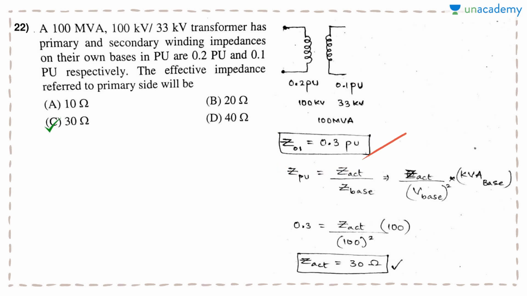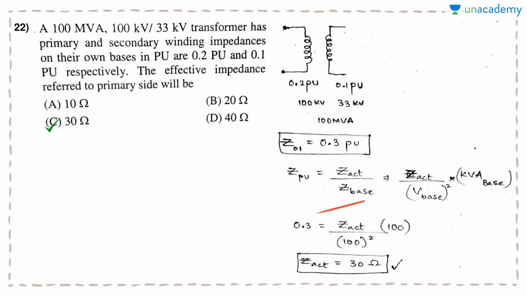Now what they have asked us is the effective impedance referred to the primary side in ohms. So they didn't ask in per unit value, they are asking us in ohmic values. So we have got the per unit value, we have to find the Z actual value. What is per unit value? Z per unit is nothing but Z actual divided by base impedance. But what is base impedance?